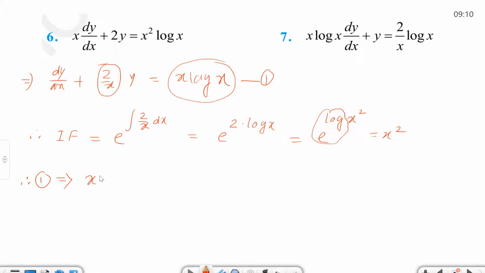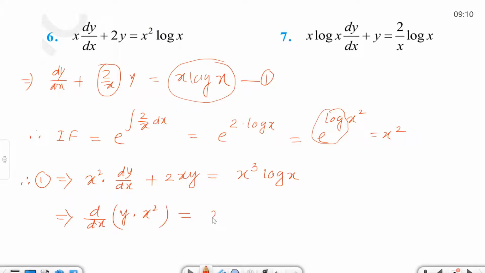This implies x square into dy/dx plus x square into 2 times xy, the left hand side stays, and on the right hand side x square product gives x cube log x. After that I can write the direct line: the variable in which the function is linear, the variable is y, so y into the integrating factor x square is equal to the right hand side, simply x cube log x.